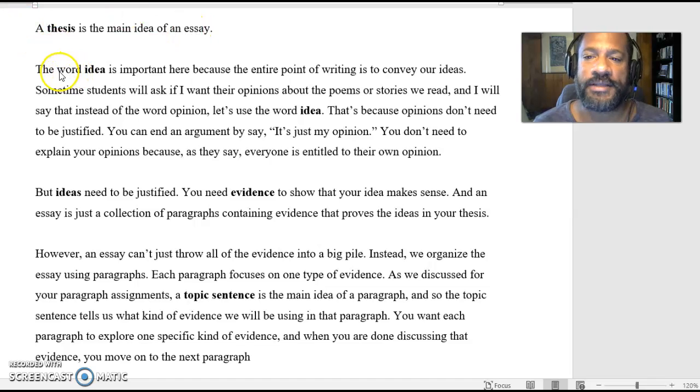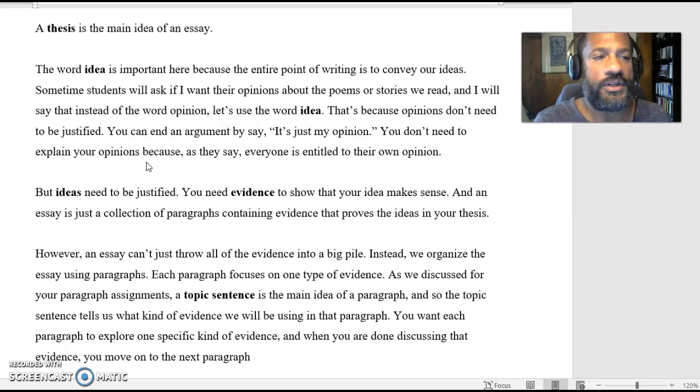And I say here the word idea is important because the entire point of writing is to convey our ideas, right? You've got an idea about something, you want to tell somebody what it is. Sometimes students will ask if I want their opinions about stories or poems we read, and I will say that instead of the word opinion, let's use the word idea. That's because opinions don't need to be justified. You can end an argument by saying it's just my opinion. You don't need to explain your opinions because, as they say, everybody is entitled to their own opinions, right?